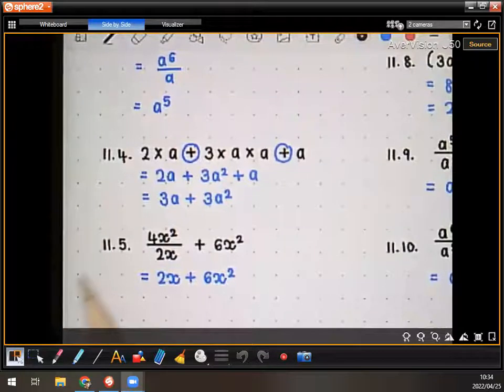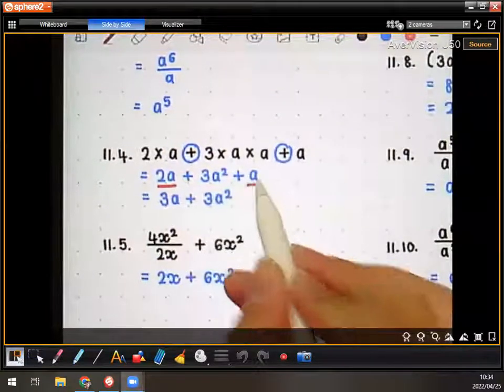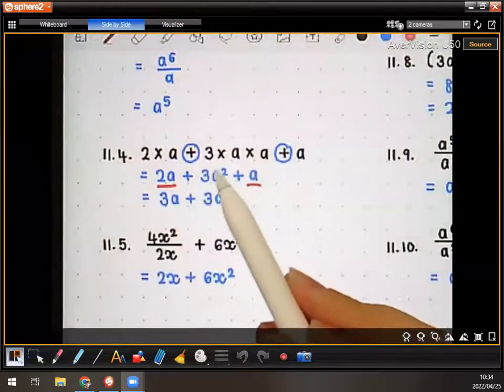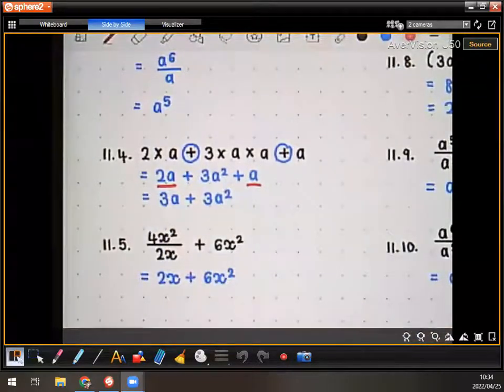All right, so now 2a plus 3a. Remember now you're just adding and subtracting, you need to look for like terms. Okay, so 2a and a, those are like terms. So those ones you can add together. So 2a plus 1a is 3a. 3a squared, guys, that is not a like term, so you can't actually put that together. All right, so your final answer is just 3a plus 3a squared.